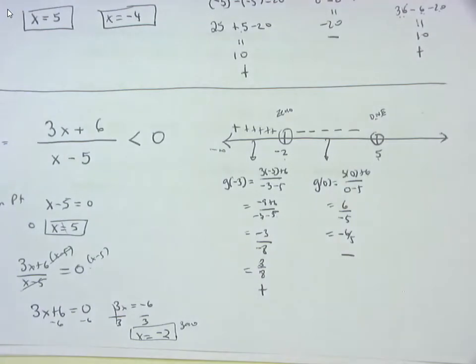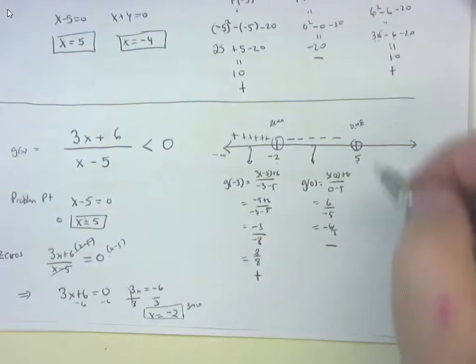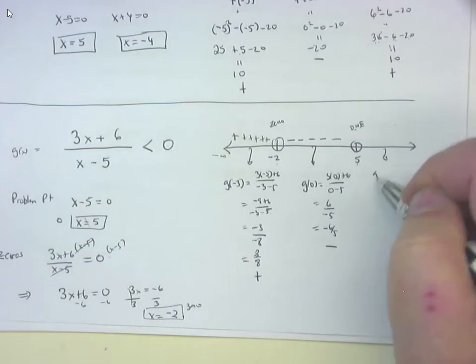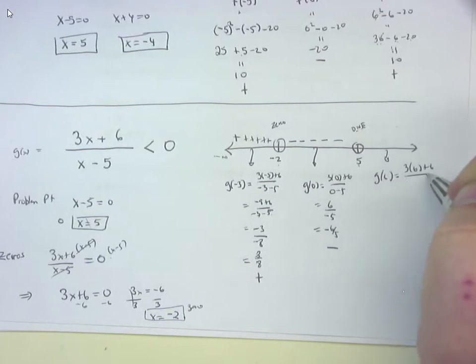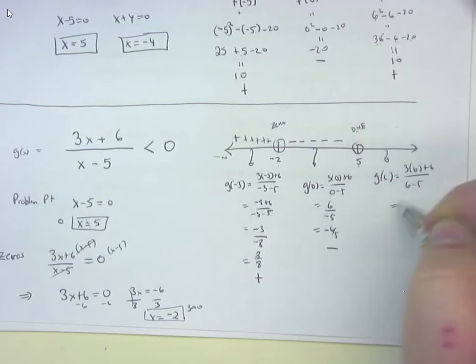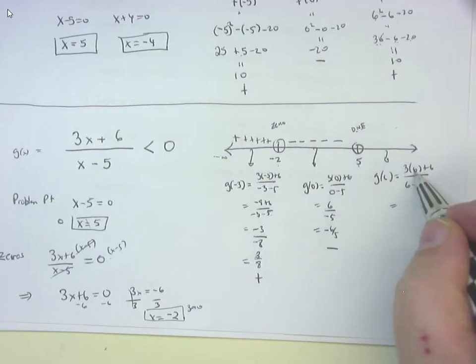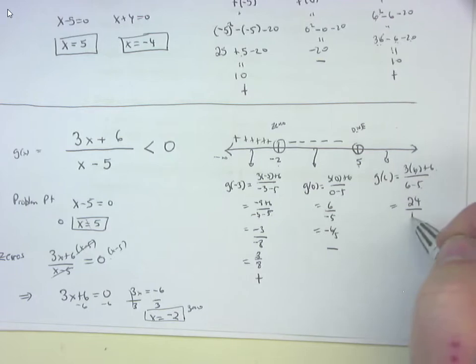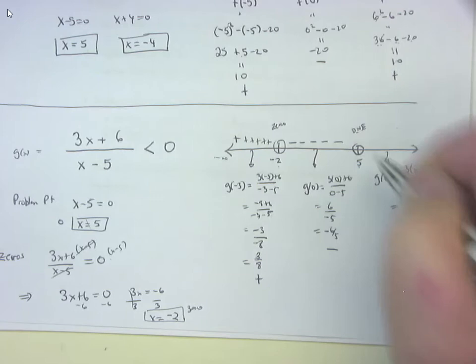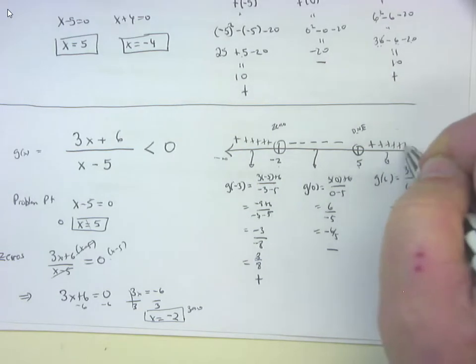And then I'm going to pick a number bigger than 5. I choose 6. Plugging it in, that'll be 3 times 6 plus 6 over 6 minus 5. 3 times 6 is 18, and 18 plus 6 is 24. 6 minus 5 is 1. 24 divided by 1 is 24. Don't care what the number is, it's positive, so this guy is positive.